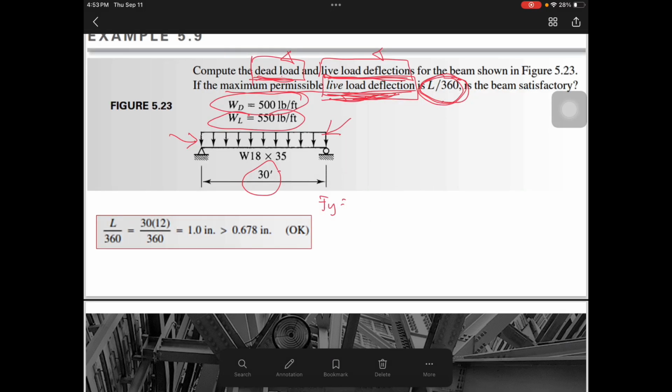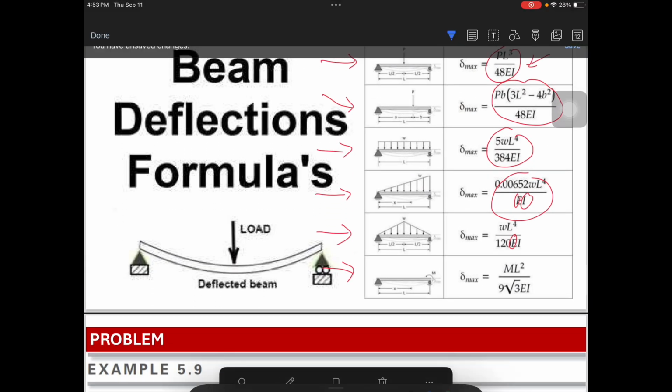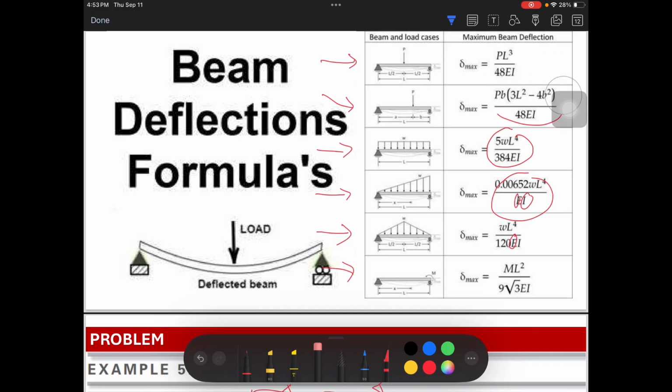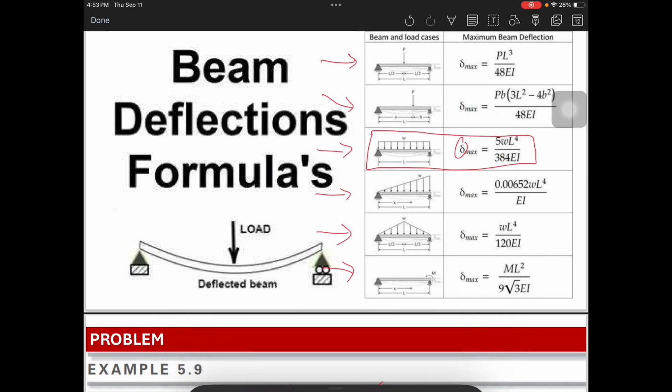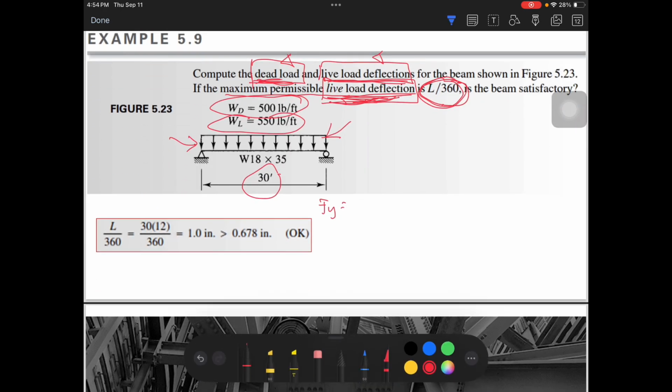So, doon tayo sa rectangular load, uniform distributed load. Ano ang deflection sa ganitong loading? Check the table for the formula. Ito tayo. So, maximum deflection is 5WL^4/384EI. So, let's get muna yung dead load.